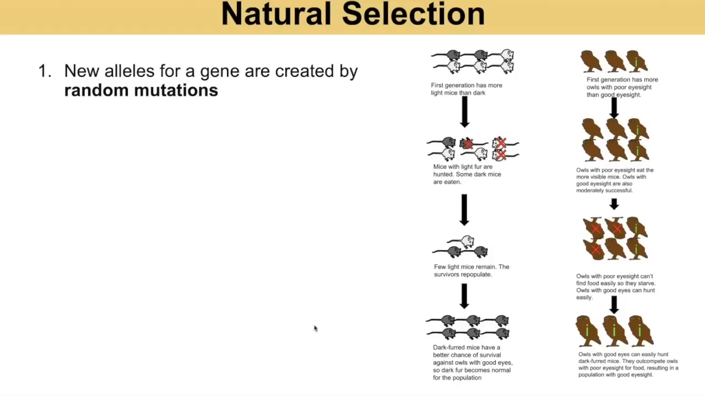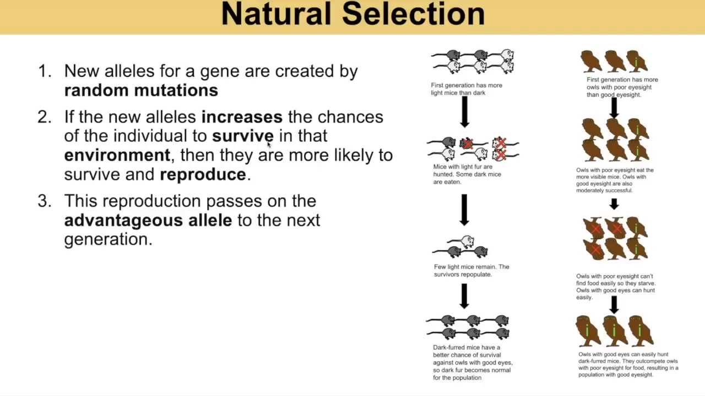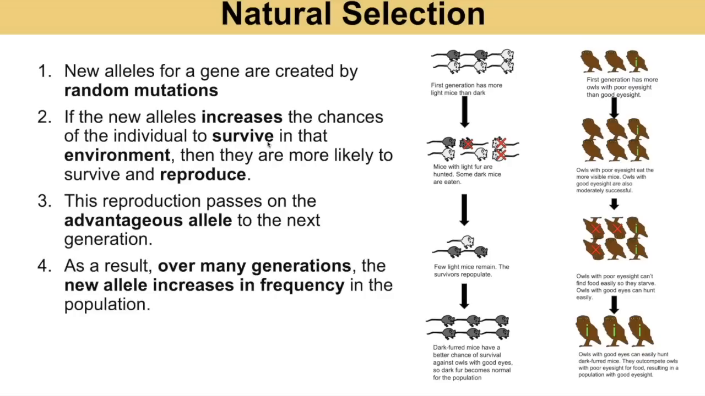So the key marking points that you'd need to describe for this process are, first of all, you would have new alleles for a gene being created by random mutations. If those new alleles increase the chances of the individual surviving in that particular environment, then they're more likely to survive and therefore more likely to reproduce and pass on that new advantageous allele to the next generation. Over many generations of that occurring, that new allele will now become more common in the gene pool, or in other words, we've increased the allele frequency.